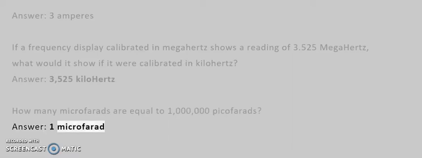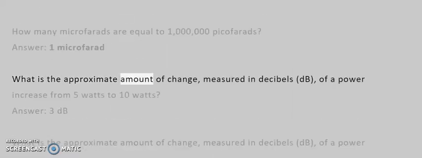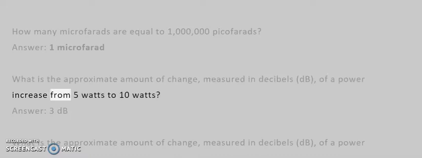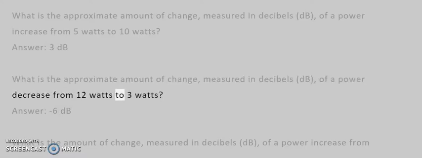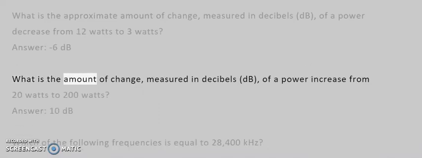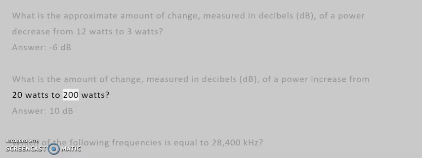Answer, 1 microfarad. What is the approximate amount of change, measured in decibels, dB, of a power increase from 5 watts to 10 watts? Answer, 3 dB. What is the approximate amount of change, measured in decibels, dB, of a power decrease from 12 watts to 3 watts? Answer, -6 dB. What is the amount of change, measured in decibels, dB, of a power increase from 20 watts to 200 watts? Answer, 10 dB.